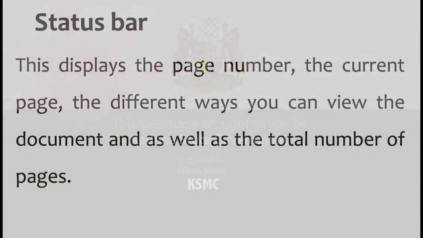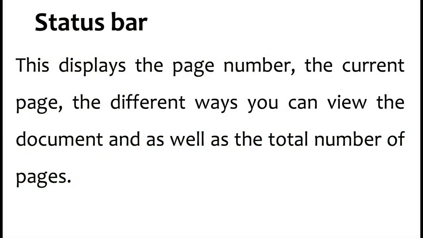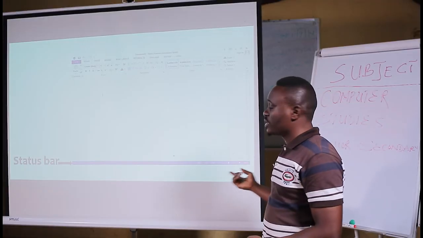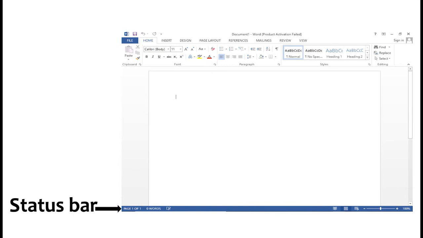We have what we refer to as the status bar. The status bar displays the page number, the current page, the different ways you can view the documents, as well as the total number of pages. This is the last row on the Microsoft Word processor.